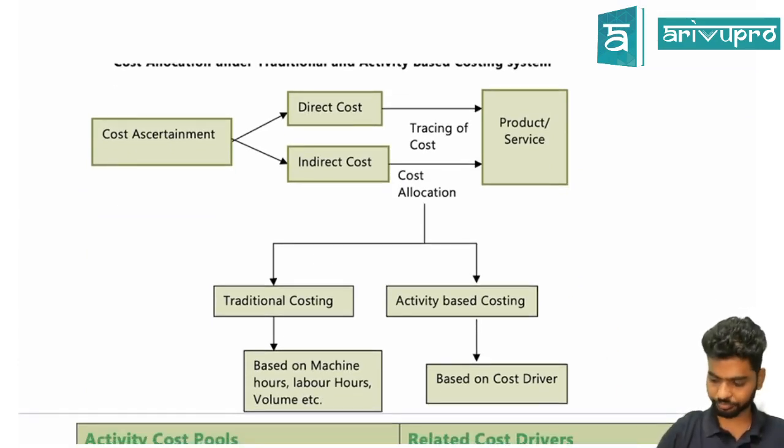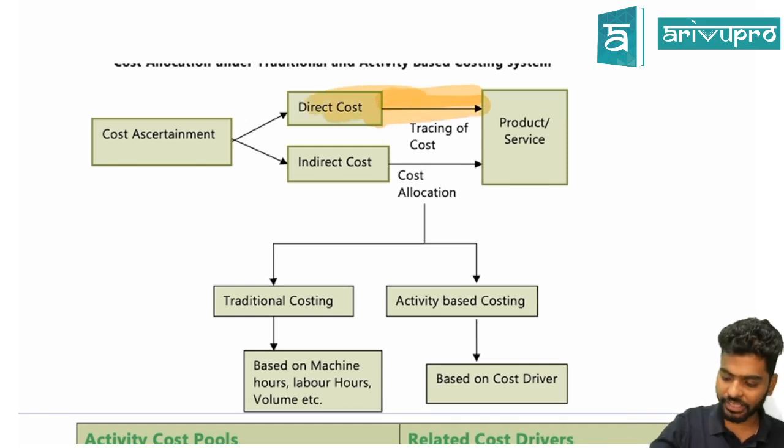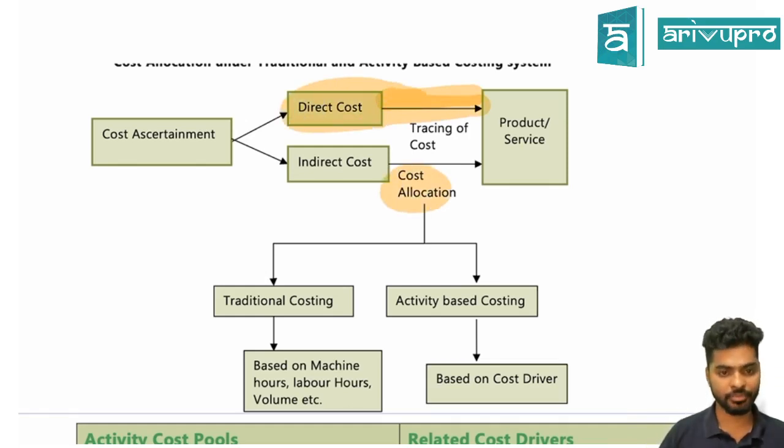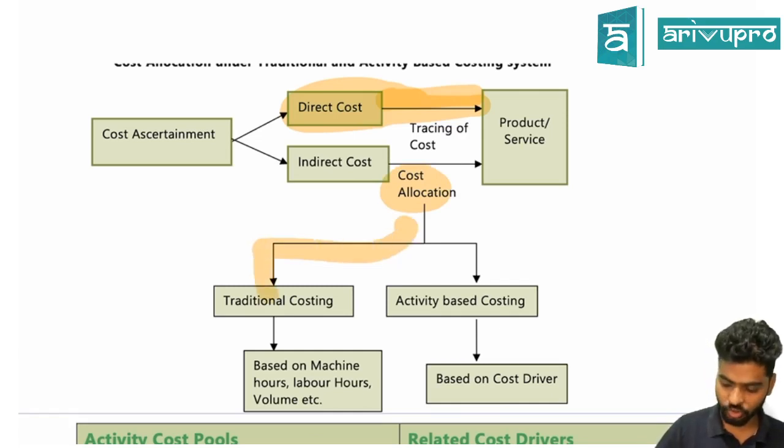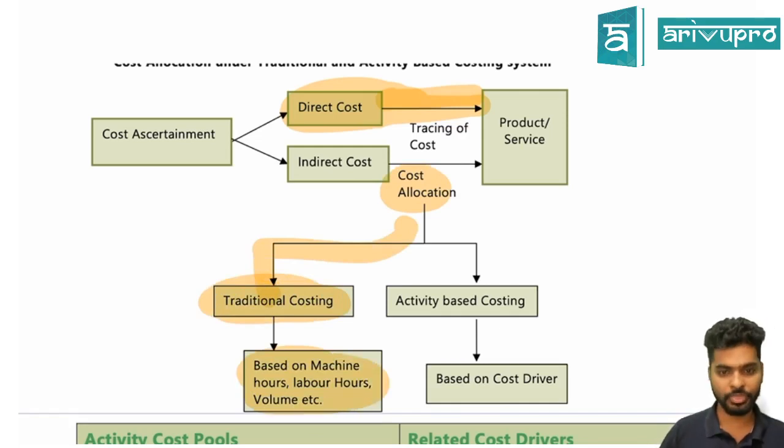Now see here, I want you to understand this. Whether we are doing ABC costing or traditional costing, the direct cost will always be done the same way. The problem happens only for the indirect cost. In traditional costing, I'll be doing it based on machine hours, labor hours or volume, whereas in activity costing I'll be doing it based on the cost drivers. Whatever I've told till now, I've summarized in this table.